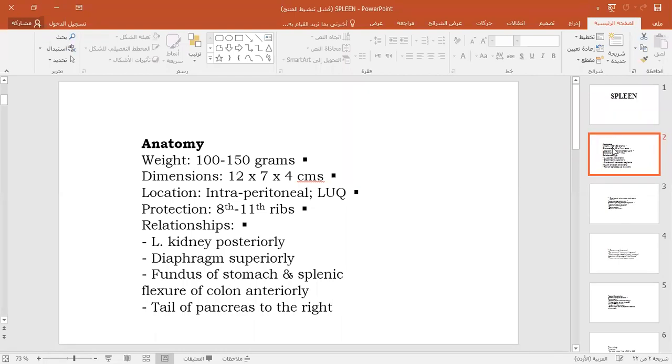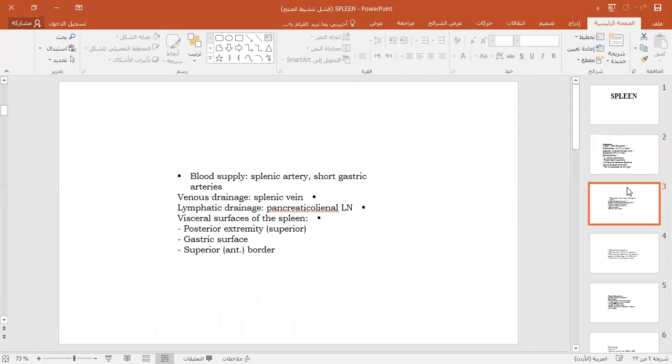Relationships to the spleen: left kidney posteriorly, diaphragm superiorly, fundus of the stomach and splenic flexure of the colon anteriorly, and tail of pancreas to the right side. Relationship is important for dissection and during splenectomy. It is very important.